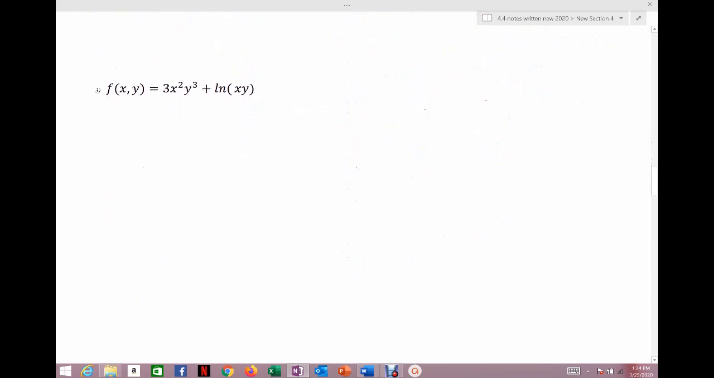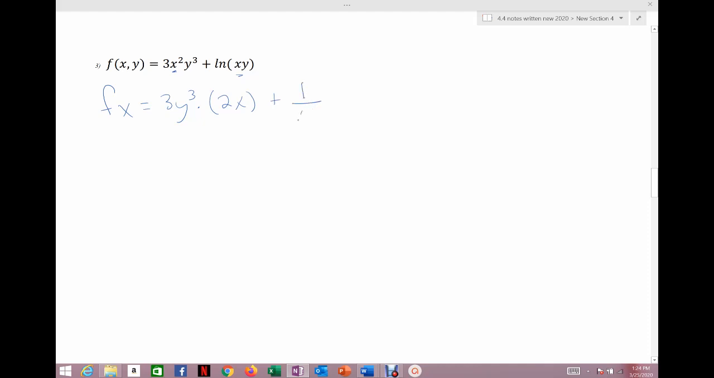The last example is going to be a little more complex. Again, I have to find my first order derivative with respect to x, and then my first order derivative with respect to y. With respect to x, I'm taking the derivative of the x parts. The 3y cubed is a constant multiplier that comes along. The derivative of x squared is 2x. And then the natural log is 1 over what's inside, so 1 over xy, but I'm not done yet. Chain rule: the derivative of what's inside with respect to x.